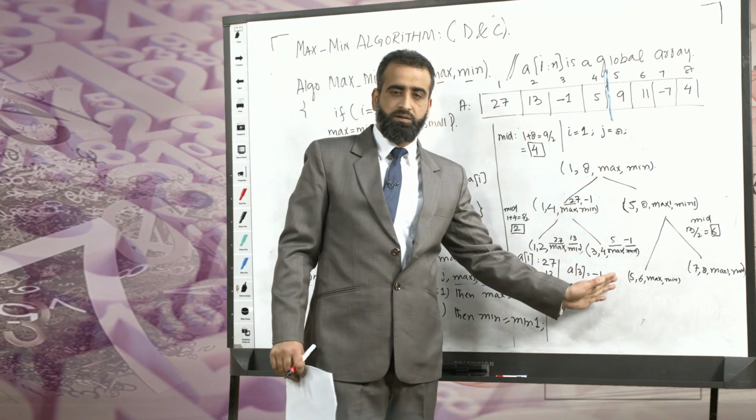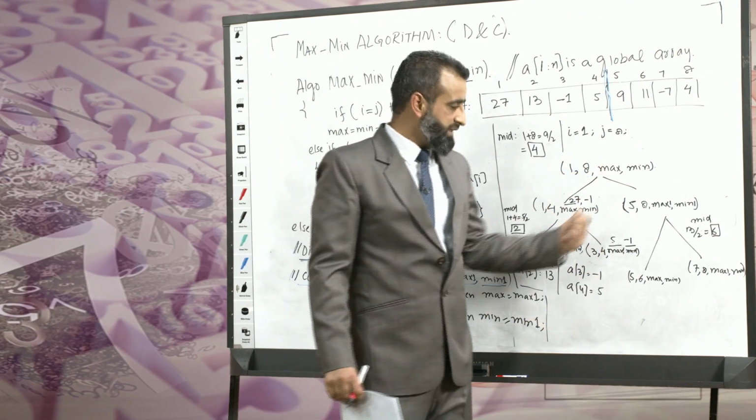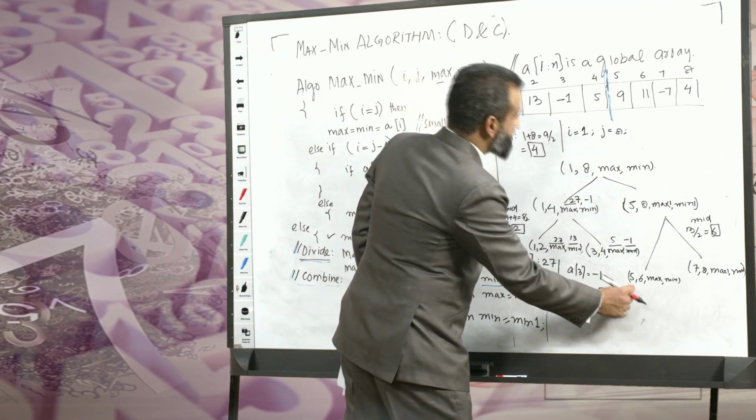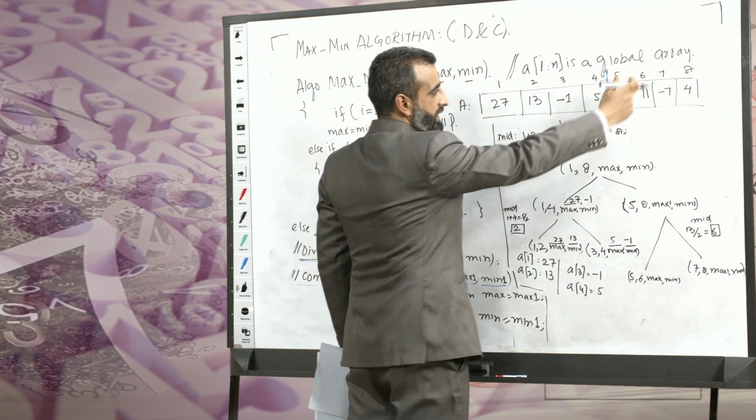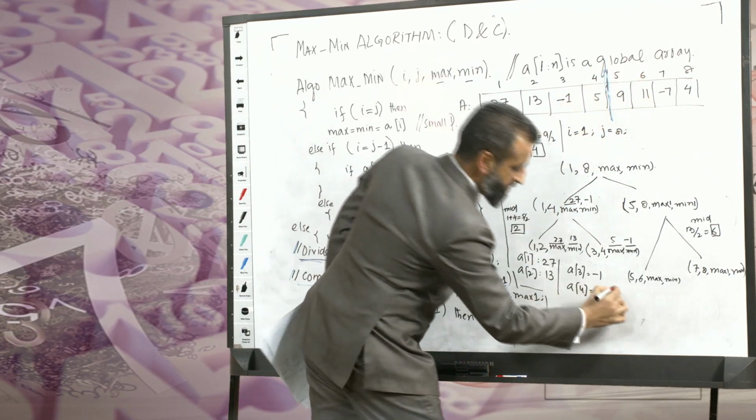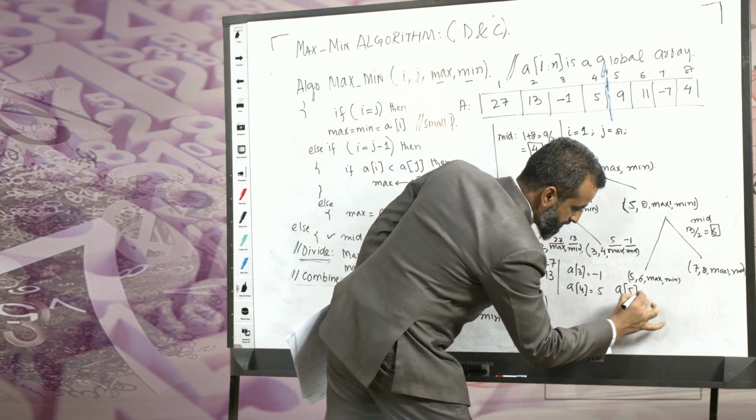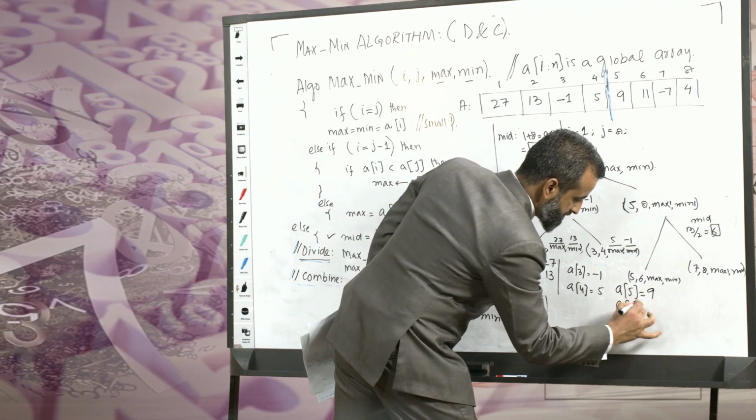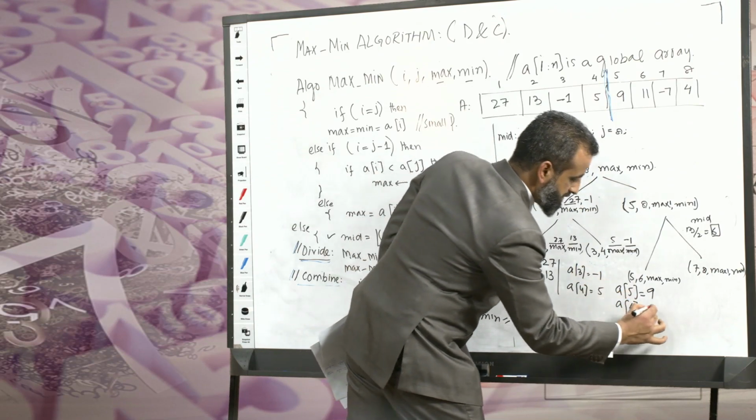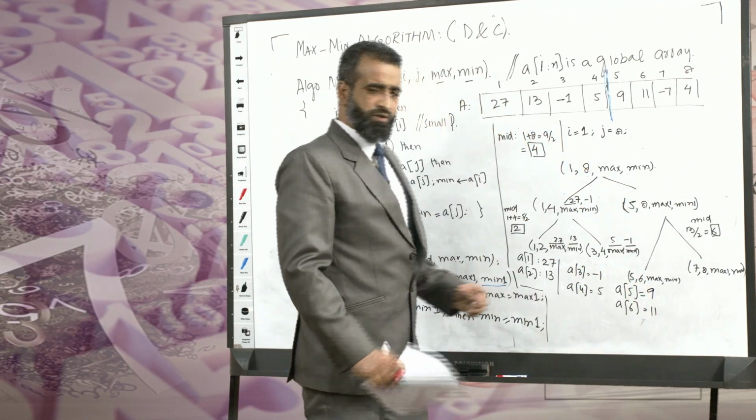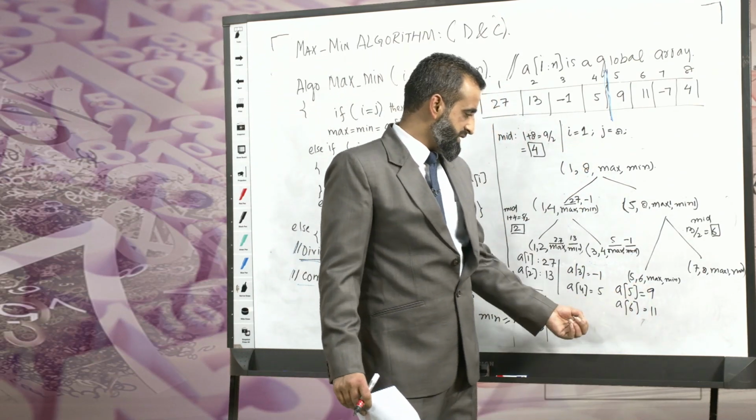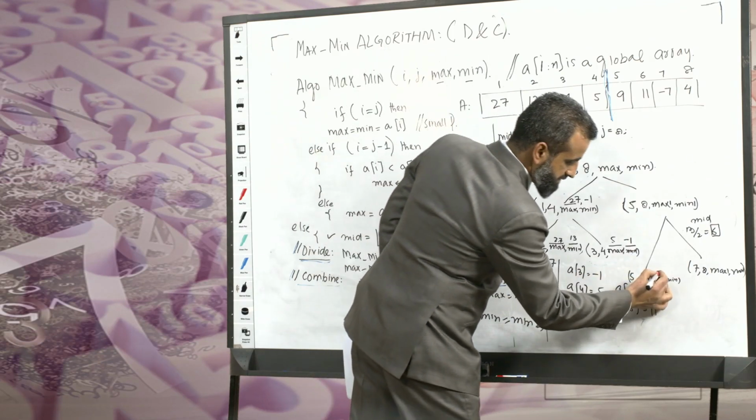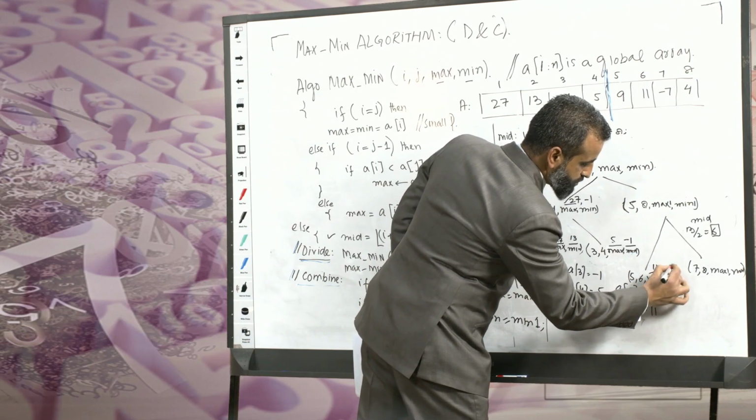Therefore, we solve the first half of the problem. Similarly, let's look at the second half of the problem. In this case, I have element 5, that's a of 5, and a of 6. If I make a comparison between a of 5, which is a 9, and a of 6, which is an 11, it is very obvious that 11 is larger than 9. So my max will be storing 11, and my min will be storing 9.